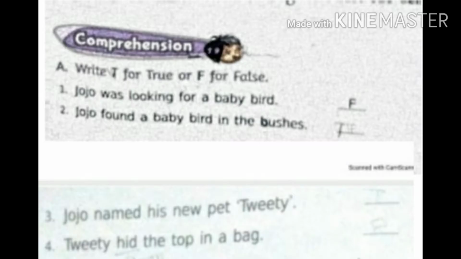Our first exercise is write T for true or F for false. It means true or false. We have to write true or false. Some sentences are given to you and you have to tell whether these sentences are true or false. The first sentence is Jojo was looking for a baby bird. Whether this sentence is true or false, it is false.